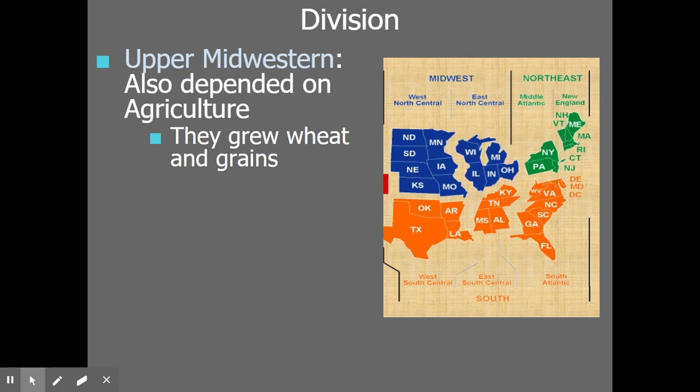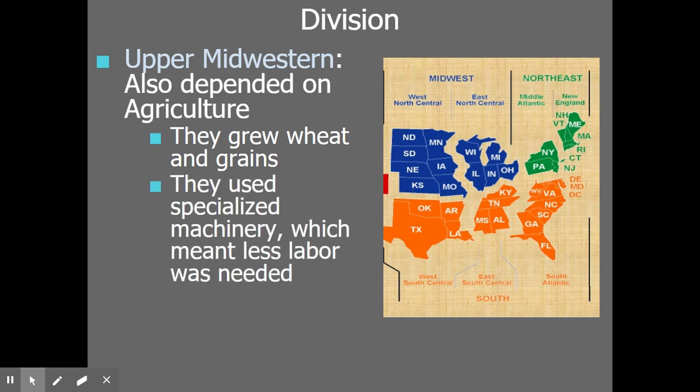Well, the crops that they grew were mainly wheat and grains. They become known as the bread basket of the United States because that's what they're growing there. And they had specialized machinery. You might have learned about the mechanical reaper in one of your other social studies classes, maybe like fifth grade in elementary school. But the mechanical reaper and other specialized machinery had been invented. And that meant they didn't need as many workers. They didn't need a whole lot of workers to harvest their crops because they had specialized machinery that did it for them. So they didn't need as many workers as the South did. And so slavery decreased in this area and eventually dies out because they just didn't need the additional help.